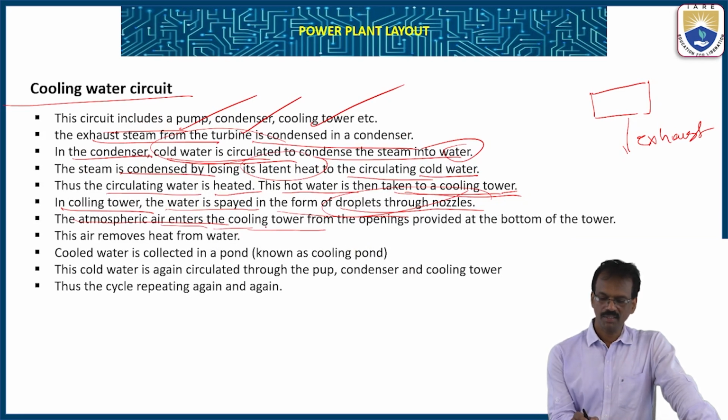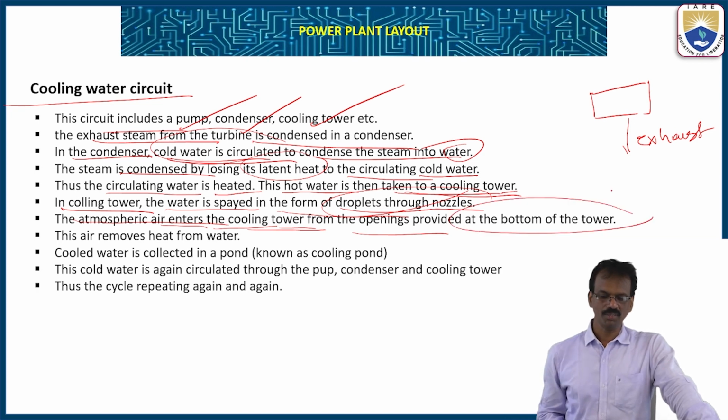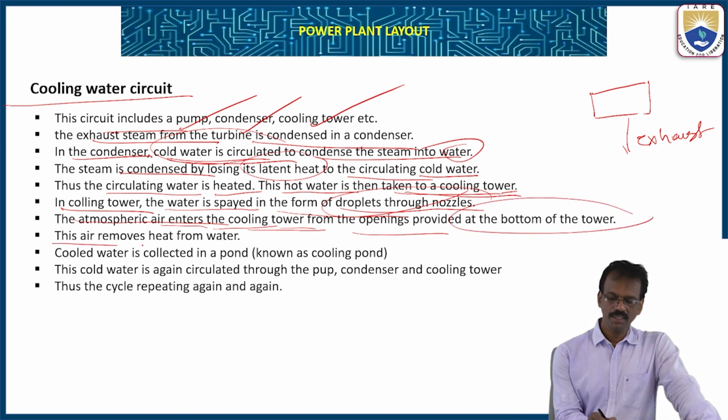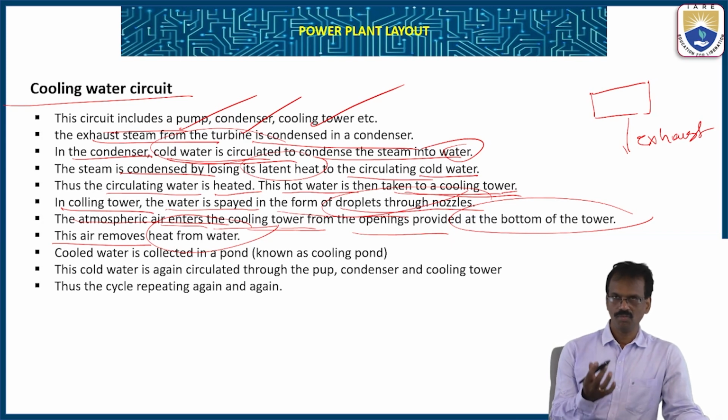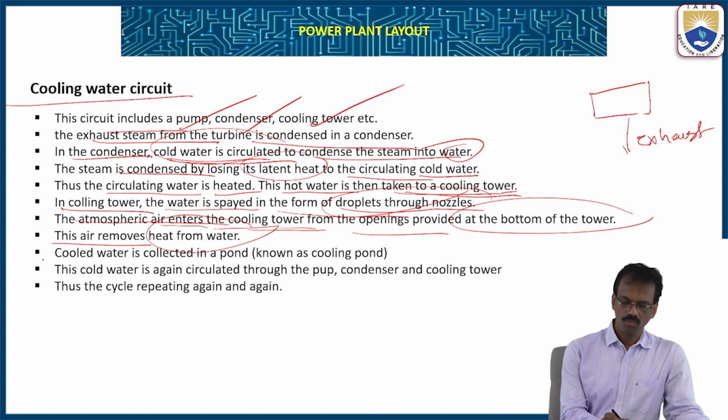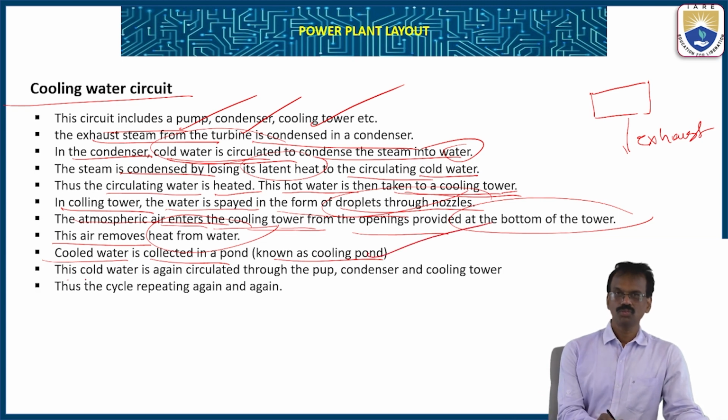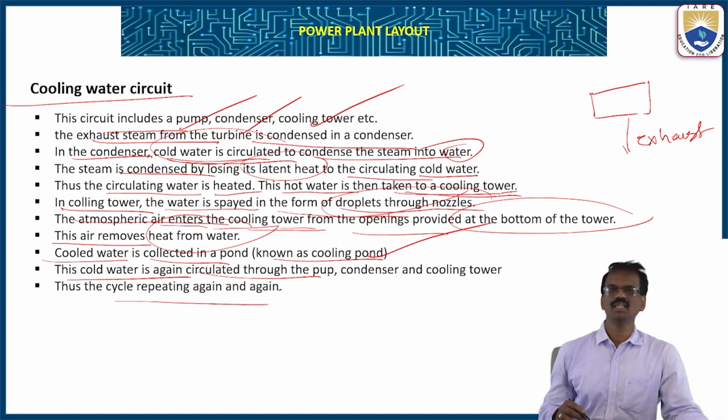The atmospheric air enters the cooling tower from the opening at the bottom of the tower. This air removes the heat from the water droplets. In this way, the hotness of the water is decreased, and the cooled water is collected in the pond, which is called the cooling pond. This cold water is again circulated to the pump, condenser and cooling tower. So the cycle repeats again and again.